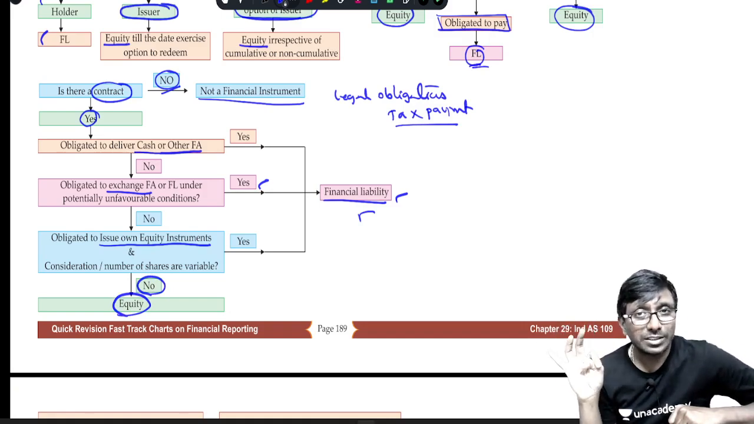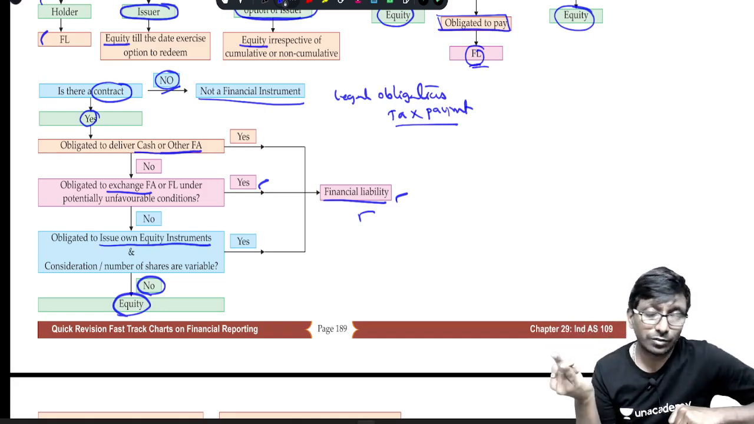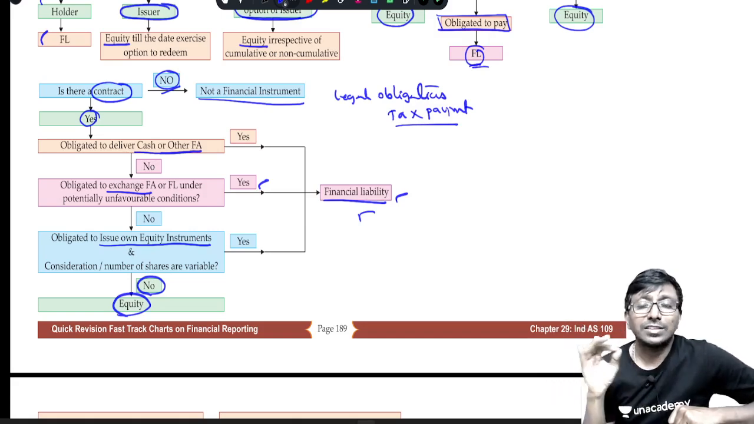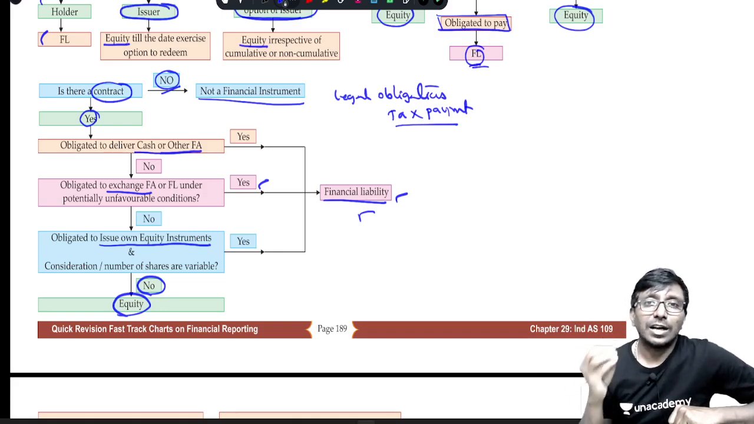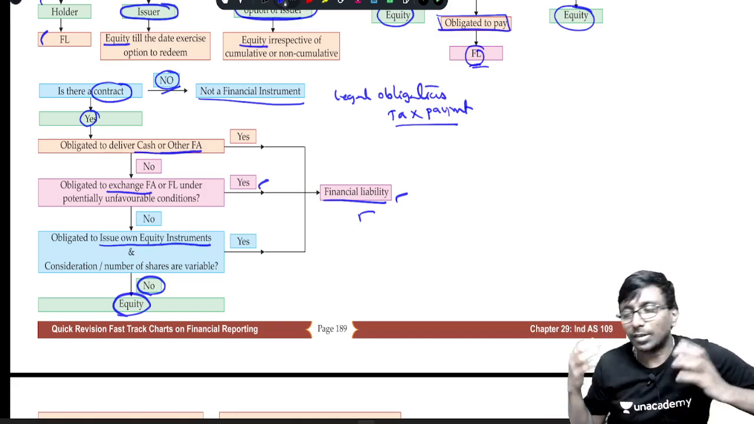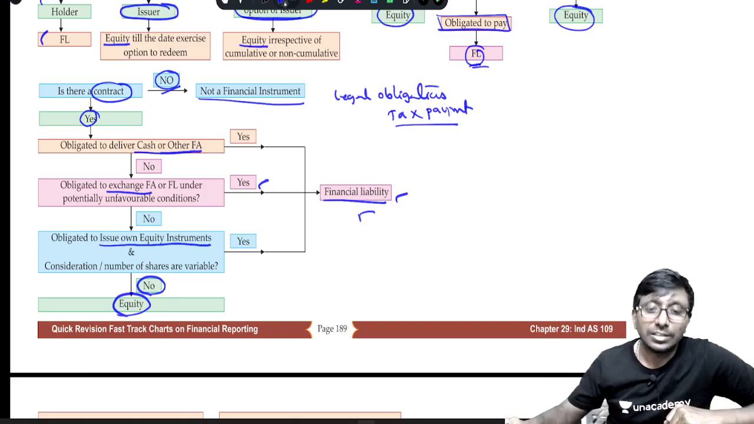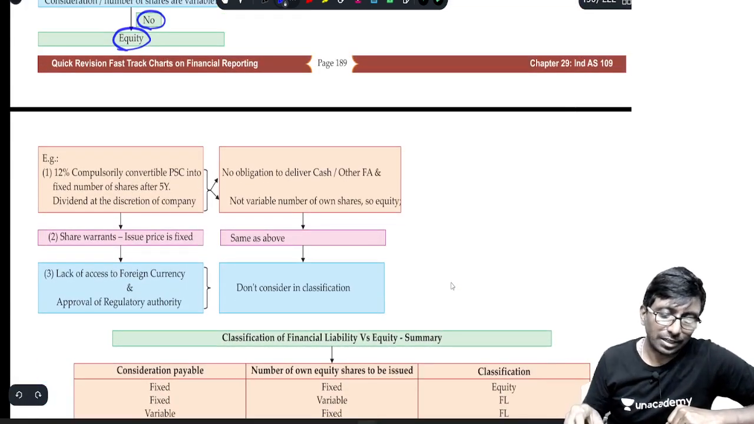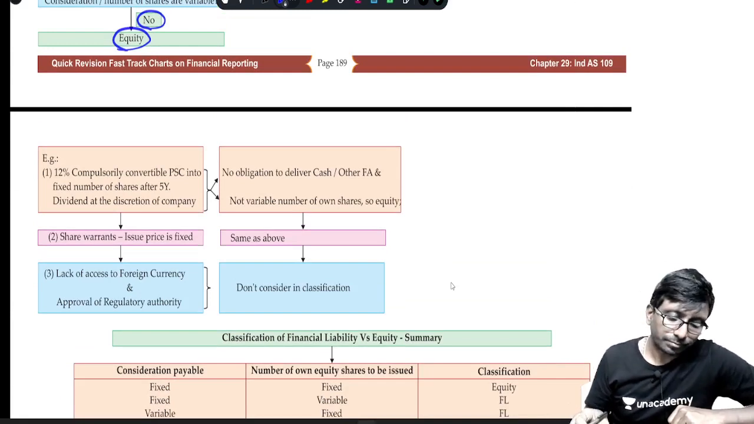I'm not going to lose anything, and I'm going to issue a fixed number of shares for a fixed amount. Then obviously it is equity. I am not liable. I just got money. I don't have any kind of obligation. It is equity, but not a financial liability. Got it? Next.